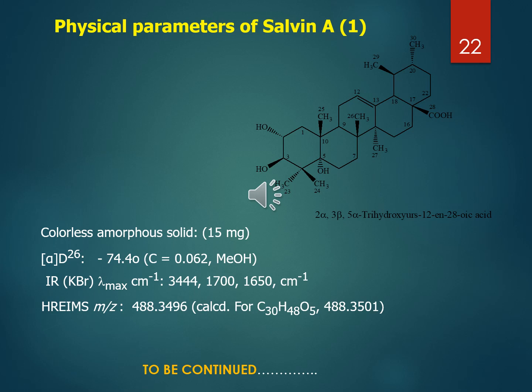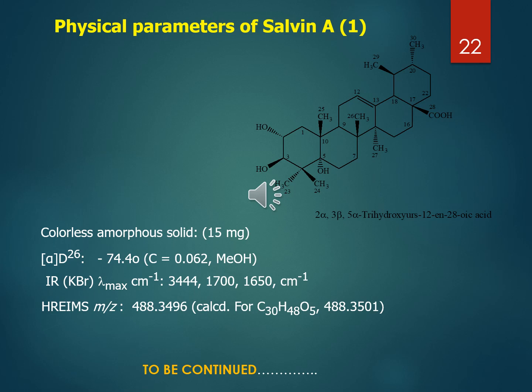The name of this compound is 2-alpha-3-beta-5-alpha-trihydroxy olean-12-en-28-oic acid. Now we discuss the physical parameters of these compounds. This compound is isolated as a colorless amorphous solid, and the amount of this compound is 15 mg. The alpha D of this compound is -74.40, in which c is equal to 0.062 in methanol. The IR is taken in potassium bromide disc, and the max of this compound is 3444, 1700, and 1650 per centimeter.